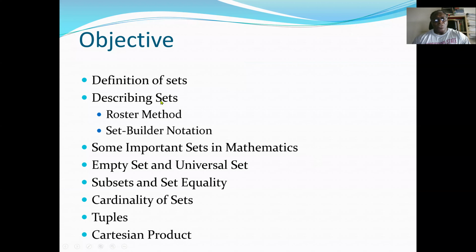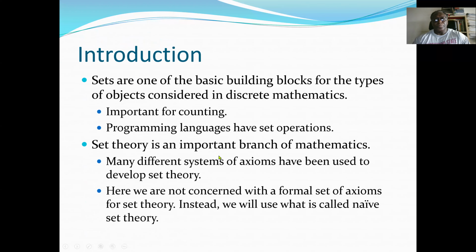So our main objective is to go through the definition of sets, describing sets using the roster method, and also the set builder notation. Also, we're going to discuss some important sets in mathematics, the empty set and the universal set, subset and set equality, and cardinality of sets. And we will also discuss what tuples are and the Cartesian product.